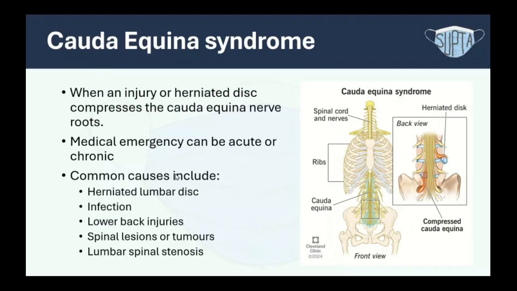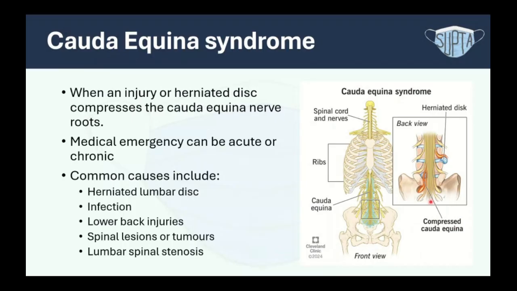So onto cauda equina syndrome now, nearing the end. This is basically when you have an injury or a herniated disc which compresses the cauda equina nerve roots. As I mentioned before, you have the bundle here, so you can just see this bundle of nerves. When there's compression in that area, then it's cauda equina syndrome. And this is also a medical emergency, and it can be acute or chronic. I'll go into that in a bit as well.